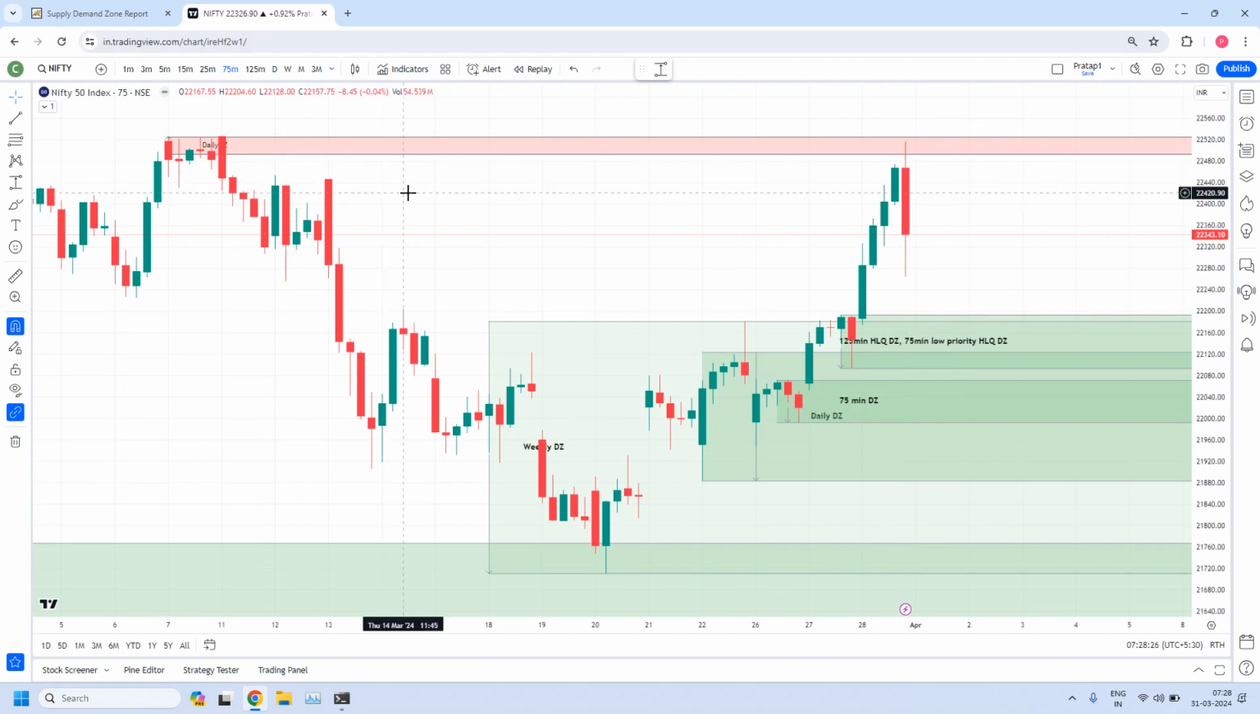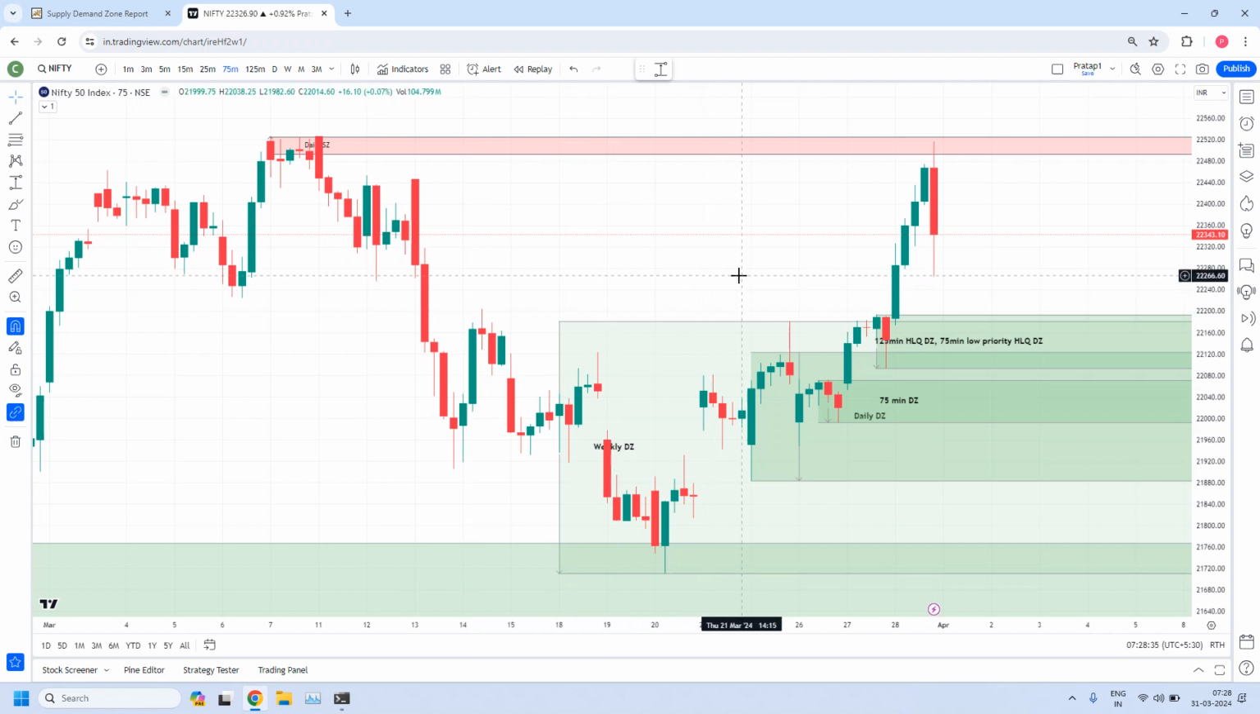That is the way we identify and confirm there is institutional order flow. Okay, this is good enough for you for the demand. Supply, just ignore it.